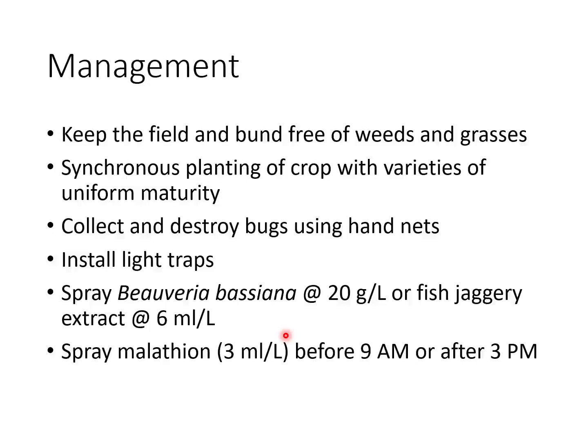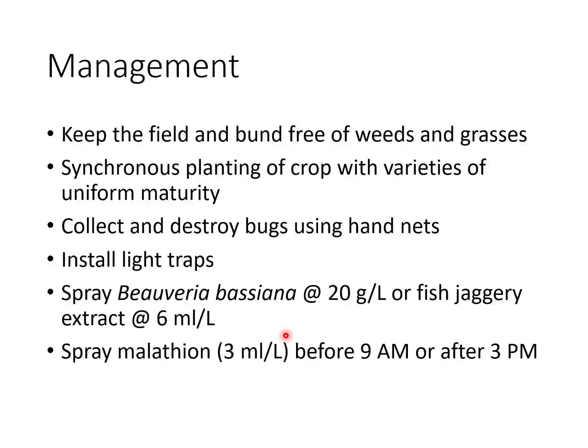Otherwise, what will happen is that if we are going for staggered planting, once the crop is harvested, the entire rice bug shift from that harvested crop to the adjacent crop which is not harvested. So the neighboring farmer will have heavy infestation. So we should go for synchronous planting with uniform maturing varieties.